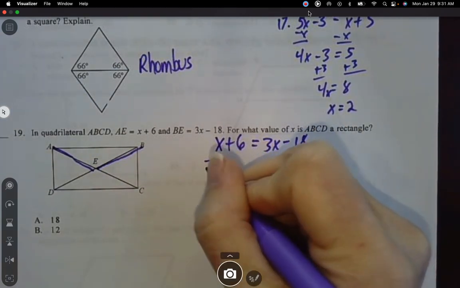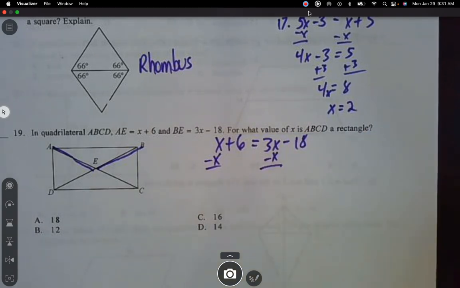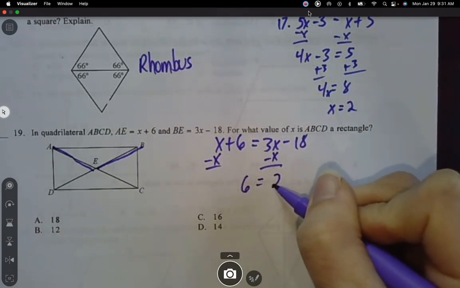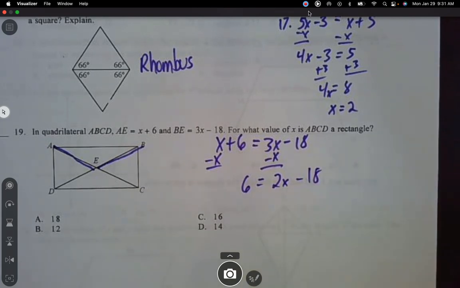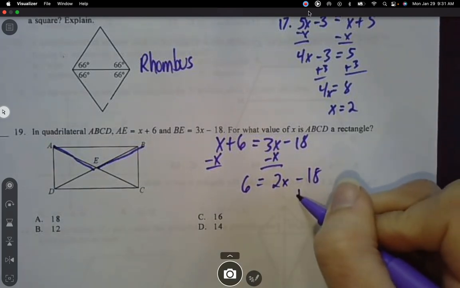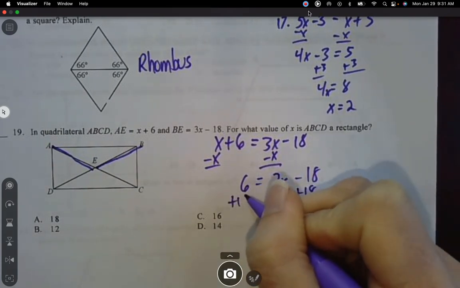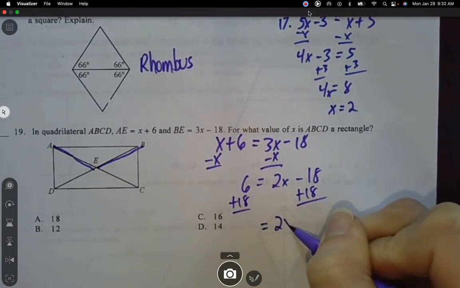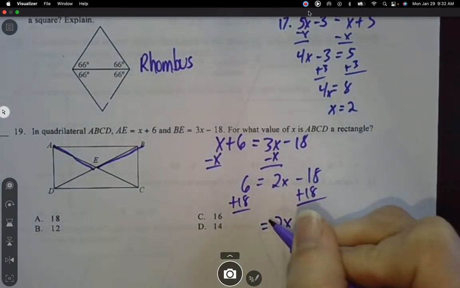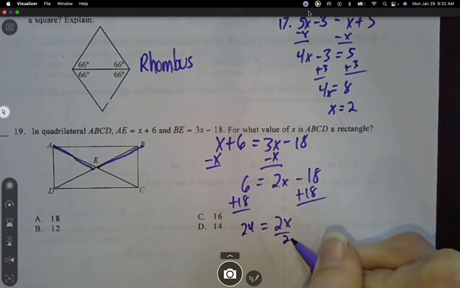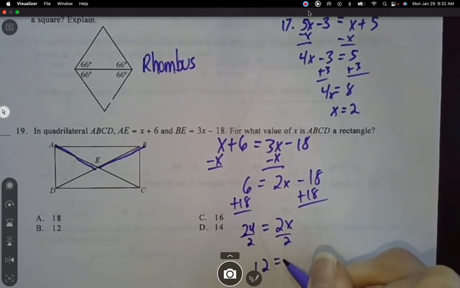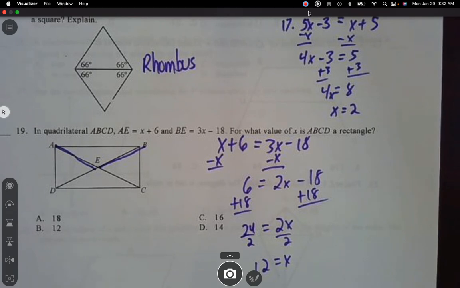Subtract x. All we're looking for in this one, it just says find x. So 6 equals 2x minus 18. Then what do I do? Add 18. What is 6 plus 18? 24. Then what? Divide by 2, and we get x is 12. So it is B.